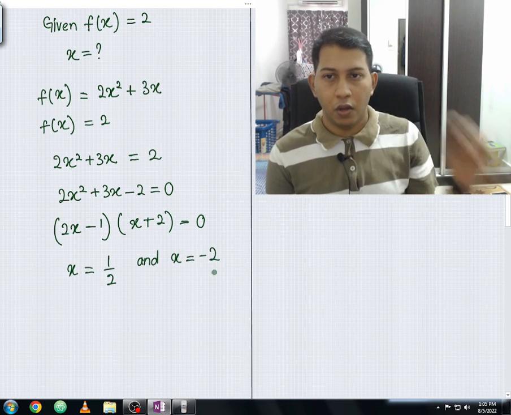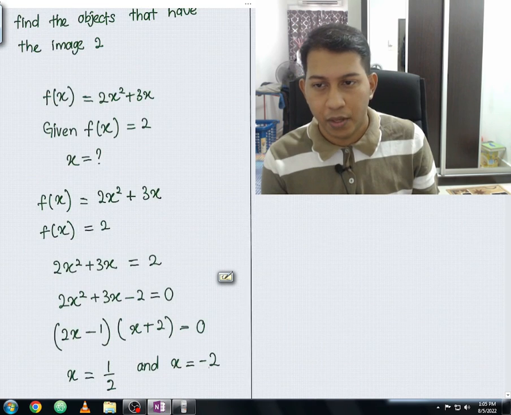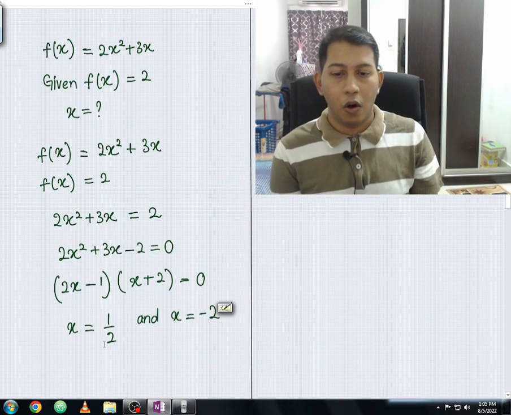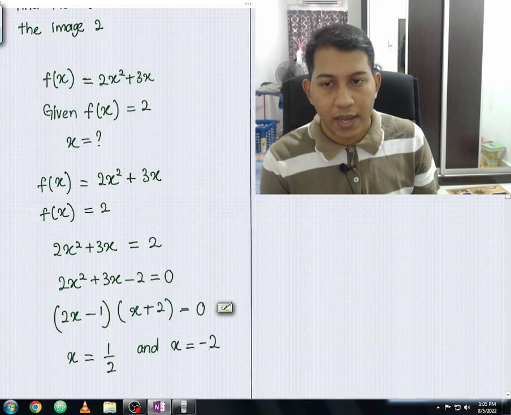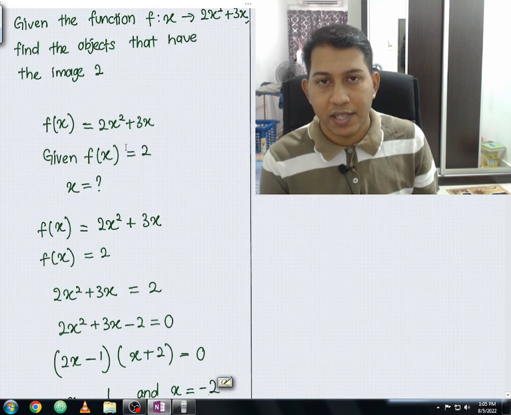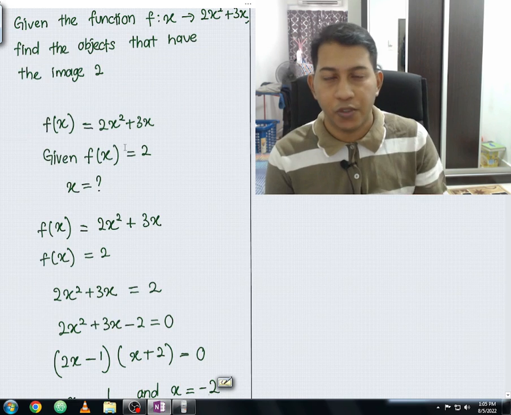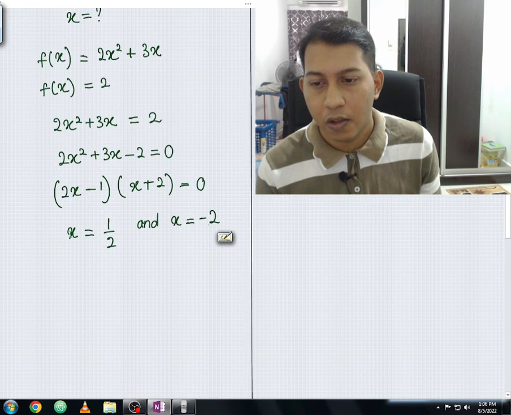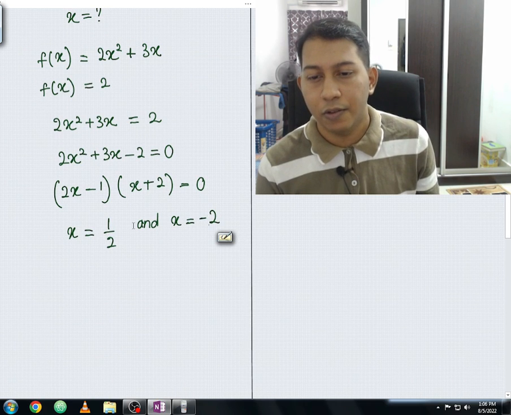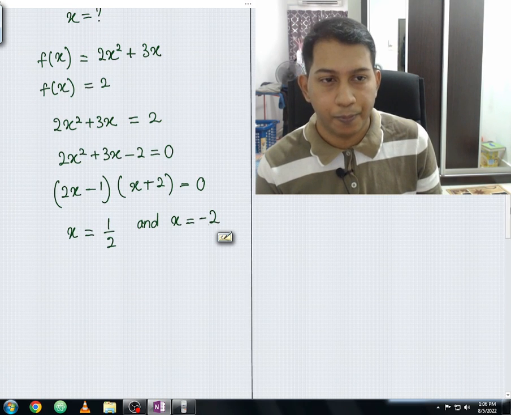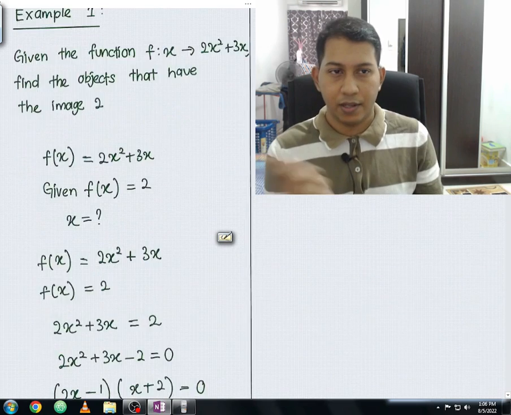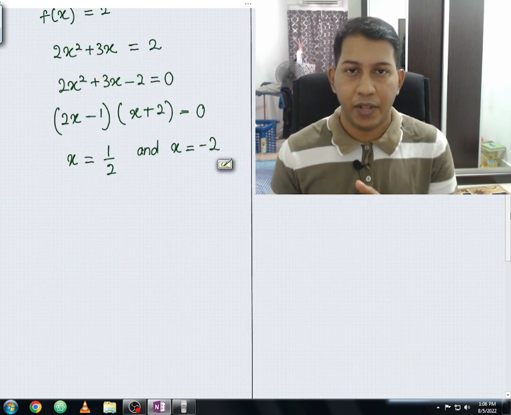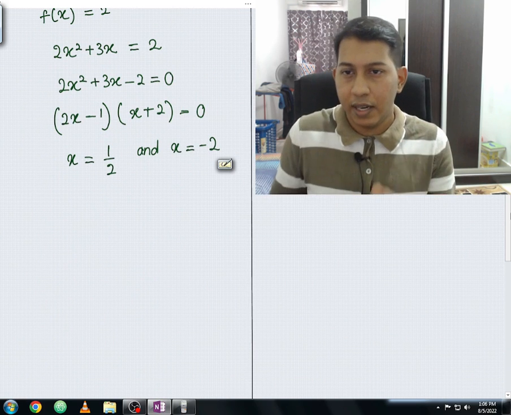So from here, when your object is 1 over 2 or your object is equal to negative 2, you get your image, which in this case, your f(x) is equal to 2. So for your f(x) to be equal to 2, you must have your object x equal to 1 over 2 and x equal to negative 2. So this is the explanation behind this. Let us proceed to the next set of discussion of the function calculation, guys.